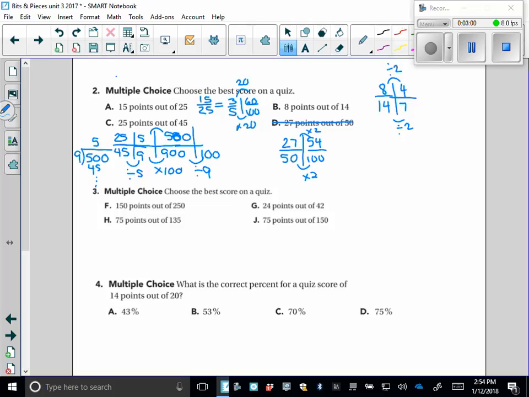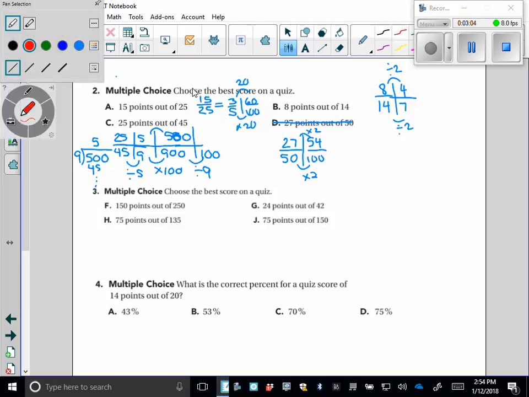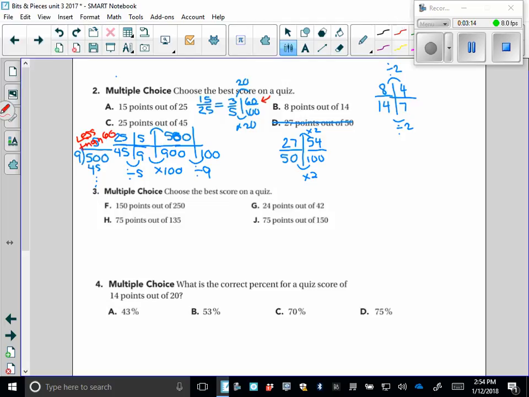And if I kept going, I would get more information. But I just want to know, is this going to be more than 60 because of this 60 right here, or less than 60? It's going to be less than 60. So I'm just going to cross it out. Not going to do the whole long division.